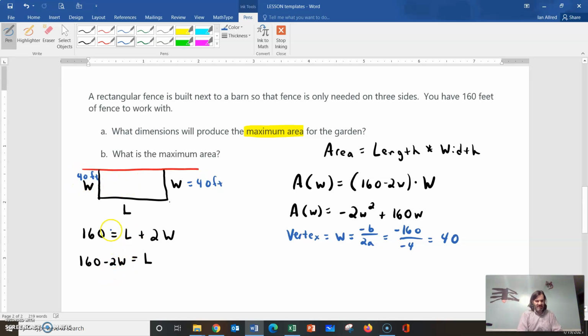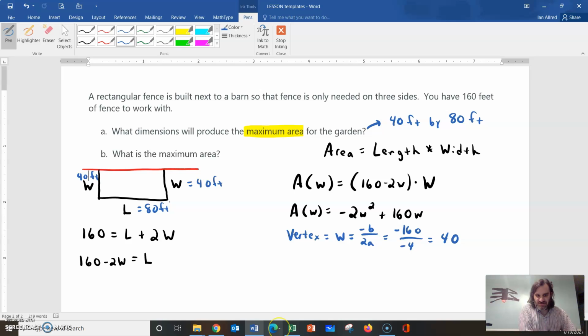And if we say we used 40 feet on the 2 sides, and then we have the 1 side left over, out of the 160 feet, we used 80, so there's 80 left. So the dimensions here are 40 feet by 80 feet.